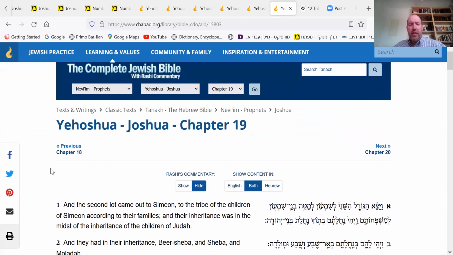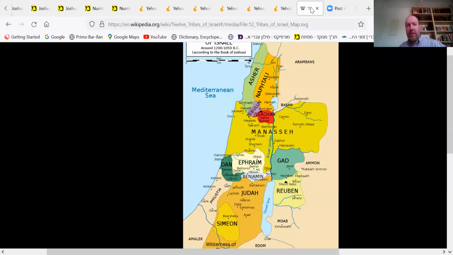Shimon, in English Simeon, is actually a southern tribe. I'll share with you a map so you can see how it works. Okay, here we can see Judah. Now take a look. Benjamin is to the north between Ephraim and Manasseh. See the Manasseh on both sides, on the east and west of the Jordan. And here's Reuben and Gad to the east.